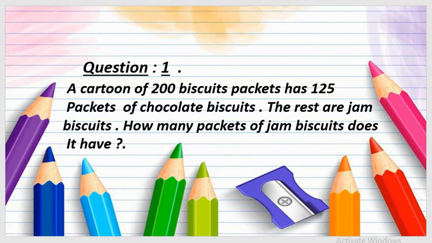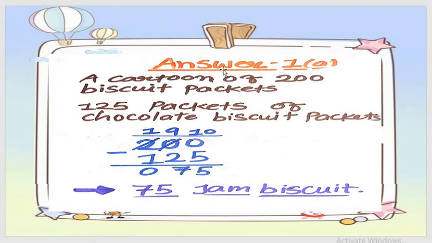So now let's check the answer. Answer number 1: first of all we write all the things here. A carton of 200 biscuit packets, and then 125 packets of chocolate. So, biscuit packets, 125 of chocolate biscuit. So what we do here, all students, is 200 minus 125. We will find the jam biscuit packets. So 200 minus 125.